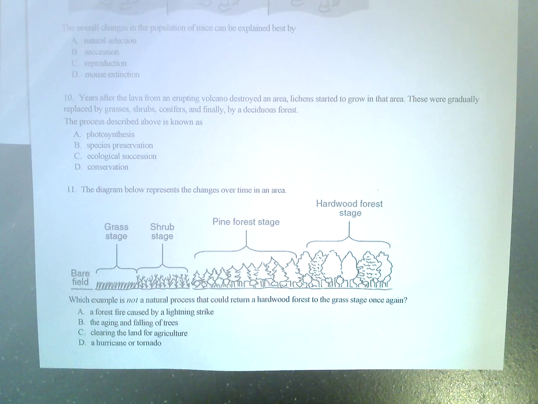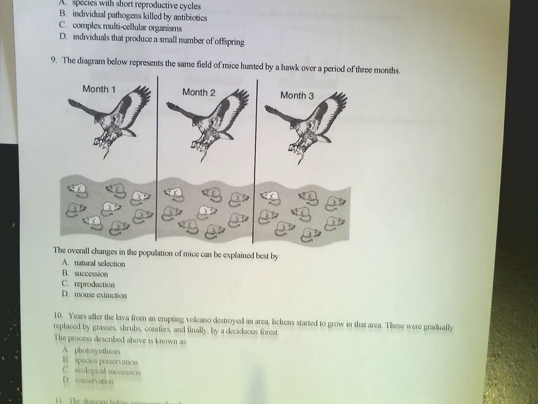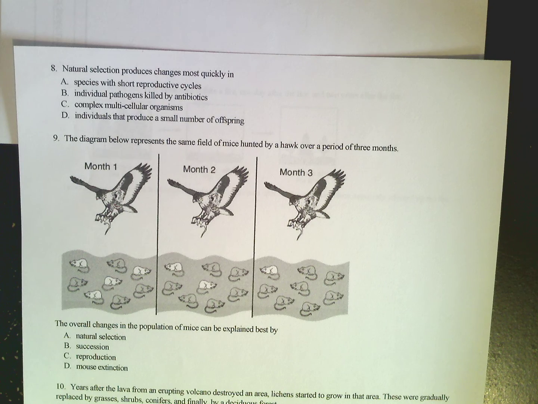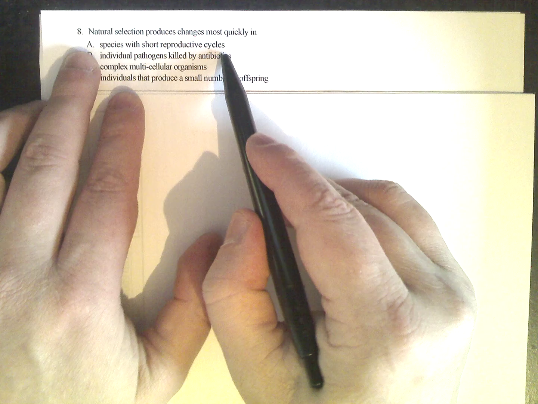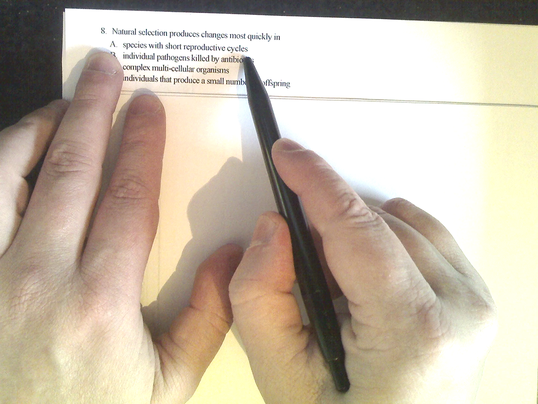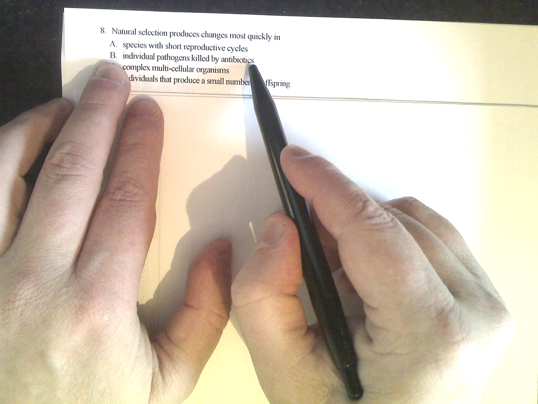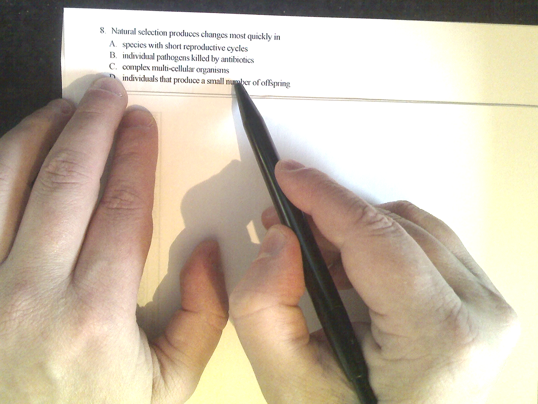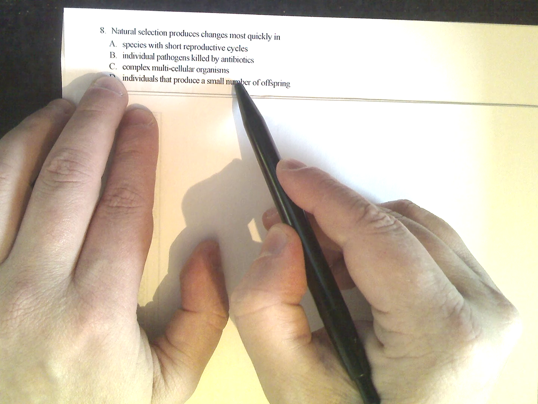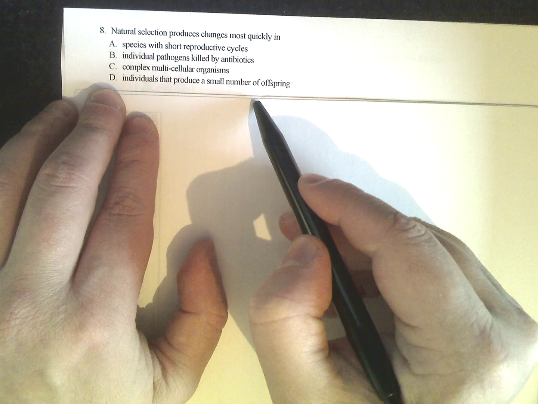Moving on. Question 8. Natural selection produces changes most quickly in A, species with short reproductive cycles, B, individual pathogens killed by antibiotics, C, complex multicellular organisms, or D, individuals that produce a small number of offspring?